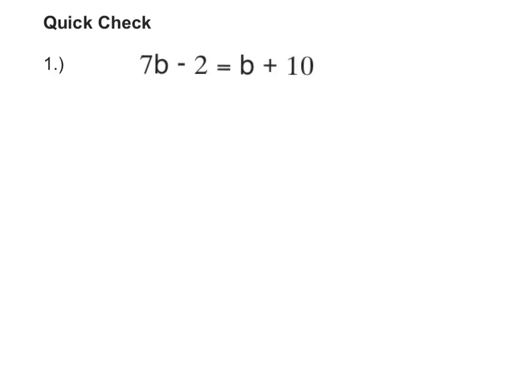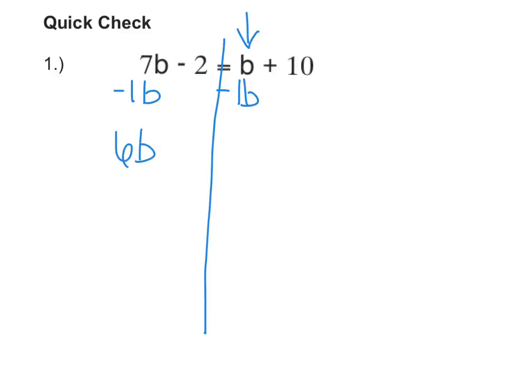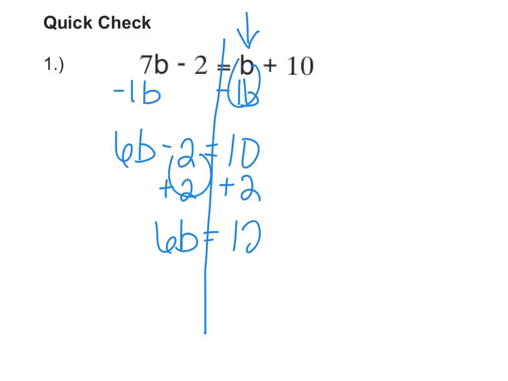I'm going to start by moving this b because it's smaller. And what's its value? 1. So minus 1b from the right side. So I have to minus 1b from the left side. 7 minus 1 is 6b. Bring down negative 2 or minus 2. Those b's cancel. Bring down 10. From here it's a two-step. Plus 2. 6b equals 10 plus 2 is 12. Divide by 6 and b equals 2.